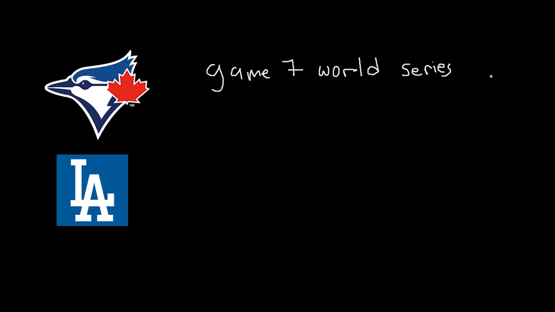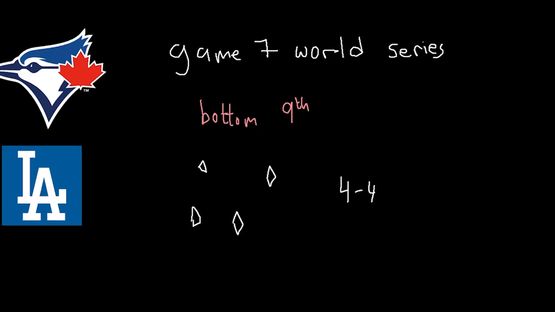Alright folks, we do have a lot of baseball fans in the comments. I saw the opportunity to cover Game 7 of the World Series, and we're going to mix in a little bit of algebra, and we'll make it a little bit more understandable for everybody out there. So I'd like to look at the bottom of the 9th inning. The score is 4-4. Jays are up to bat. All of the bases are loaded. This is home base right here.